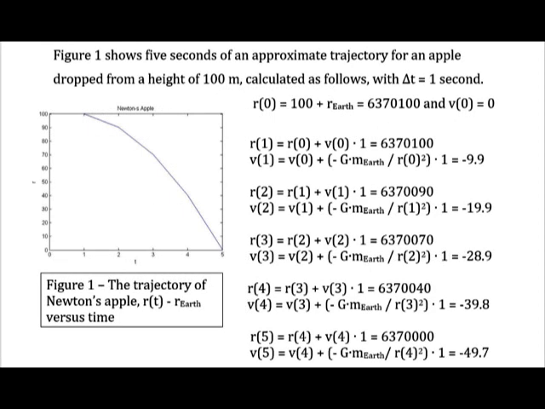This slide shows the hand computation of 5 seconds of the trajectory of an apple falling from a height of 100 meters. The initial values of the state variables are given. R at time 0 is 100 meters, plus the radius of the earth, and v at time 0 is 0. Take a moment to look this slide over and make sure you are fully comfortable with the computations before proceeding.